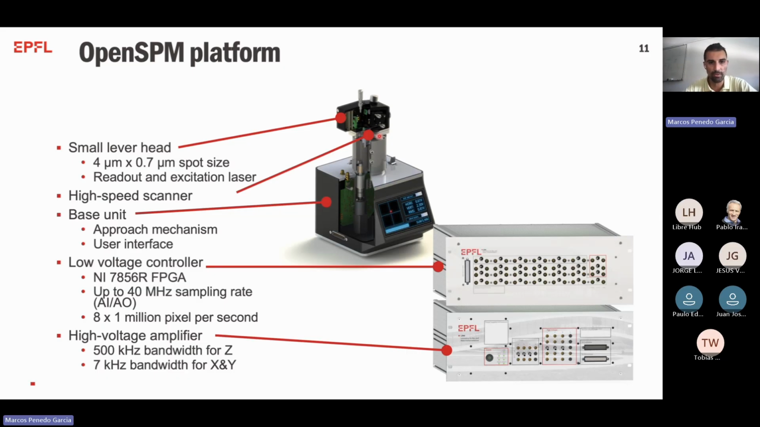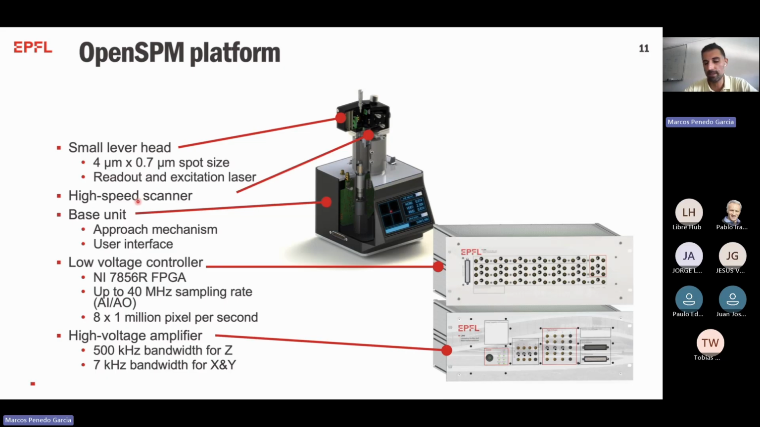That is important to be able to move fast. And for that, we need to have a small spot size. With our head, in fact, we can get a spot size of elliptically 4 micrometers long and 0.7 micrometers wide, which is enough for the smallest cantilevers you can either fabricate or use.